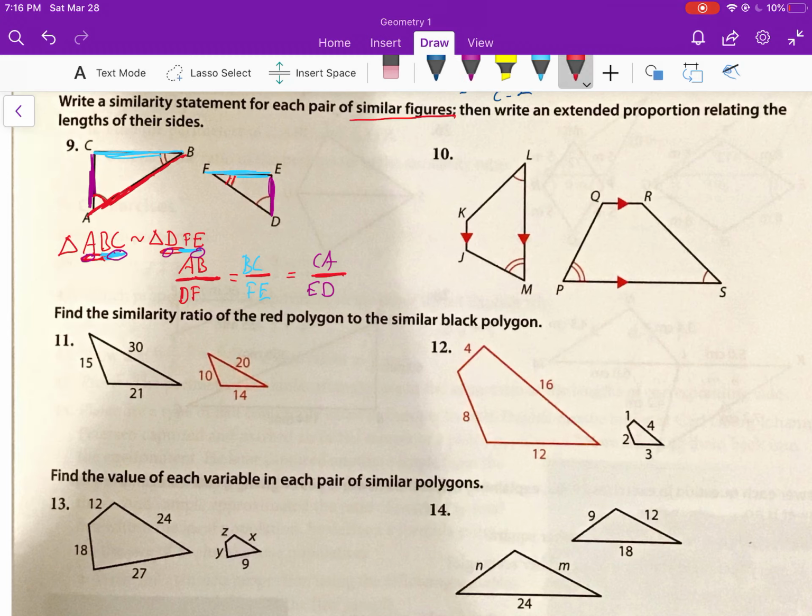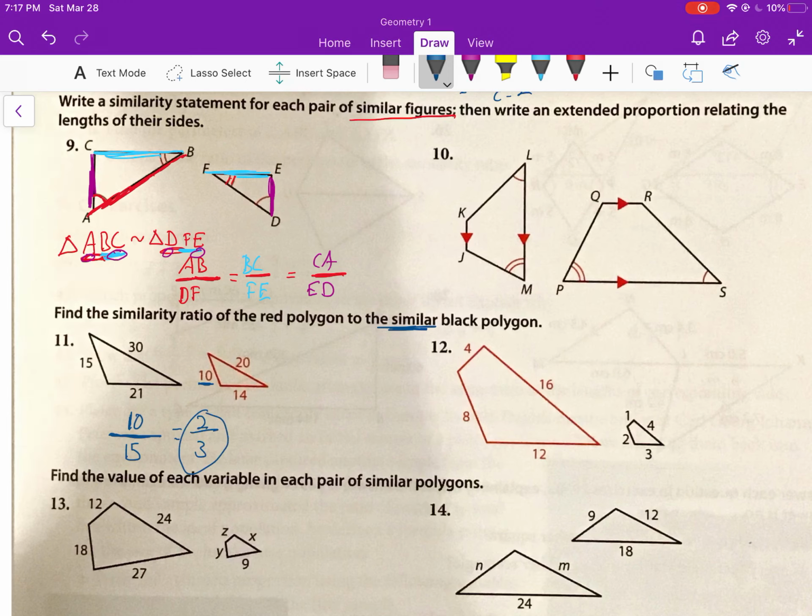Jumping to number 11, which should give you an idea for number 12. We have: find the similarity ratio of the red polygon to the similar black polygon. So again, they are telling us it's similar, and it wants you to start with the red polygon. So that's what's going to go on top. So we can start with the red polygon, so 10. Let's start with the smallest side compared to the smallest side, 10 to 15. And since they're similar, we actually only need to do one side. So 10 to 15 reduces: 5 goes into 10 twice, and 5 goes into 15 3 times.